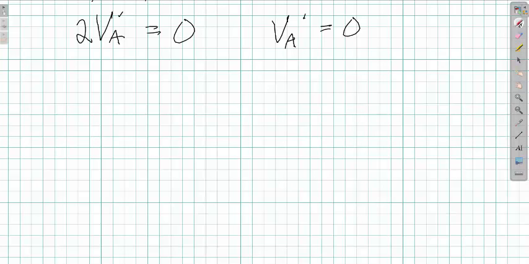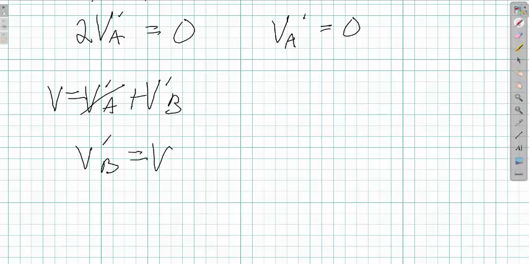So with this newfound variable, we can go back to our previous equation. Our V equals V prime A plus V prime B. We can see that our VA cancels out. Our V prime B has to equal V.